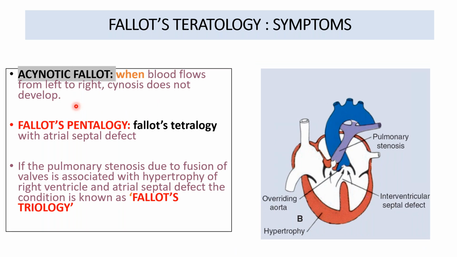These are the other types. In Fallot's, when there is no mixing, cyanosis is not going to develop, and that is called the acyanotic type of Fallot. There is a term called Fallot's pentalogy when it is associated with atrial septal defect as well. There is Fallot's trilogy also, if the pulmonary stenosis due to the fusion of valves is associated with hypertrophy of right ventricle and atrial septal defects. The condition is called Fallot's trilogy. So you have only the pulmonary stenosis, hypertrophy of right ventricle, and atrial septal defect.